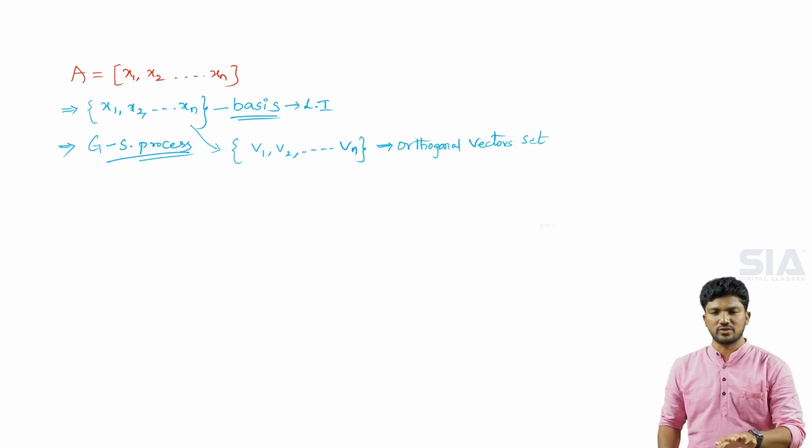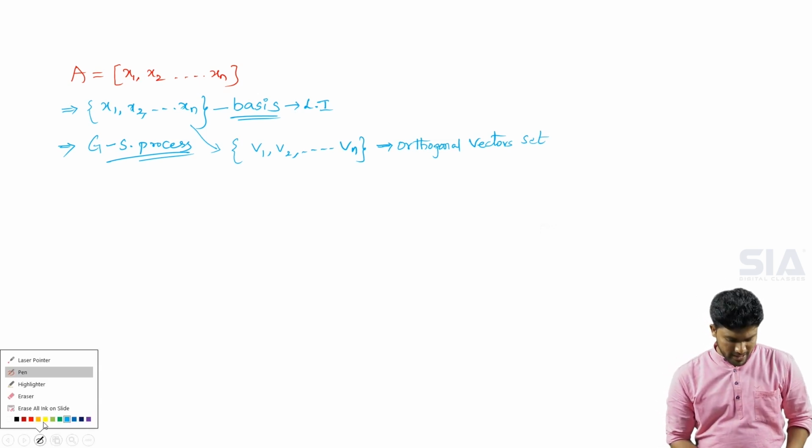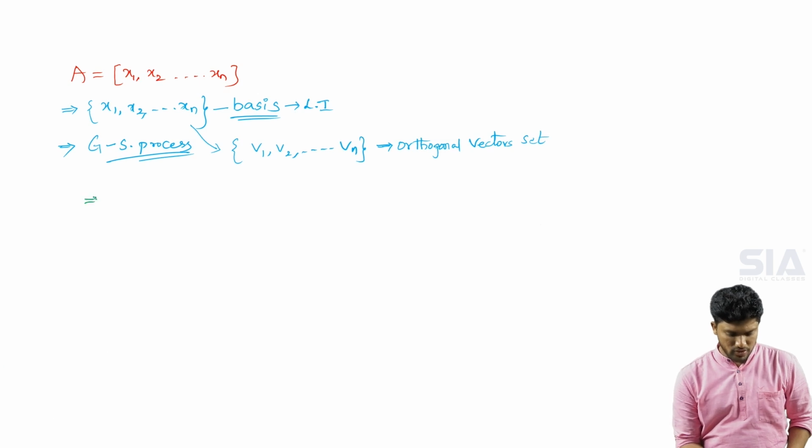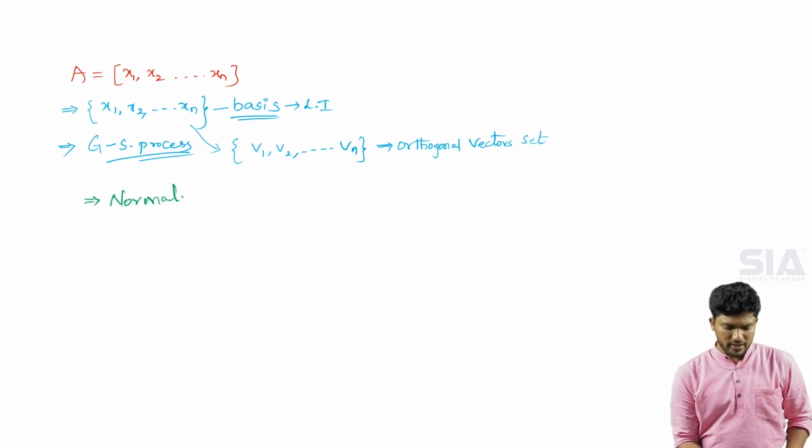After getting these orthogonal vectors, now we normalize these vectors. So, normalizing of the orthogonal vectors.